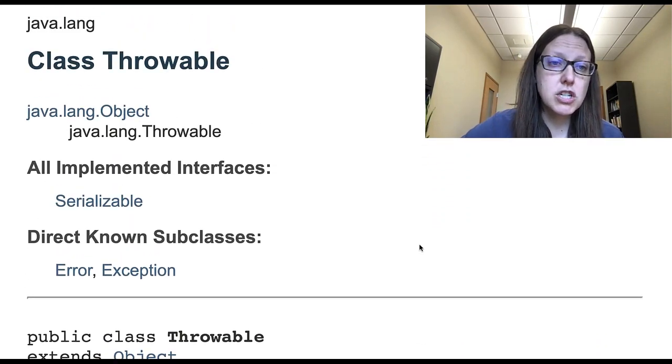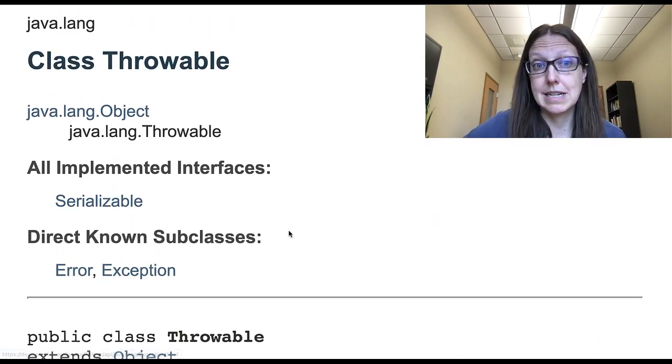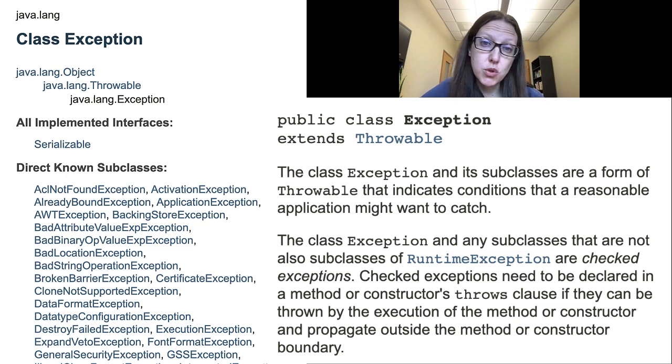So now what I want to do is look at Error and Exception. Okay, so here I've got some screenshots from the Java API looking at the class Exception. On the left-hand side, you can see that it's a child class of Throwable. And then on the right-hand side, I have a little bit of the description. So it's public class Exception extends Throwable. Then it says the class Exception and its subclasses are a form of Throwable that indicates conditions that a reasonable application might want to catch.